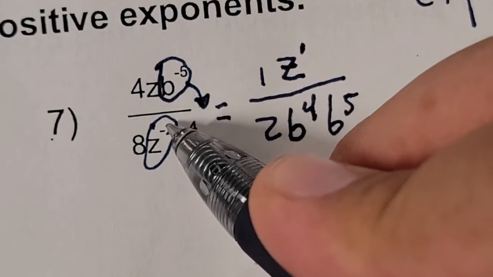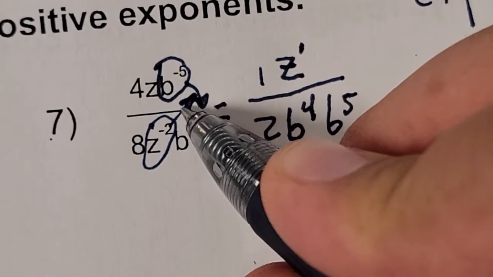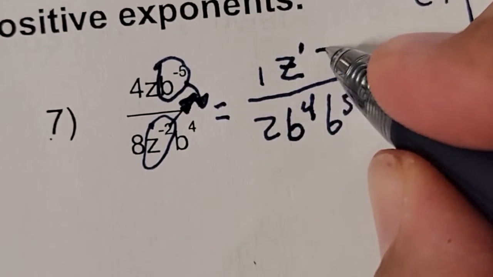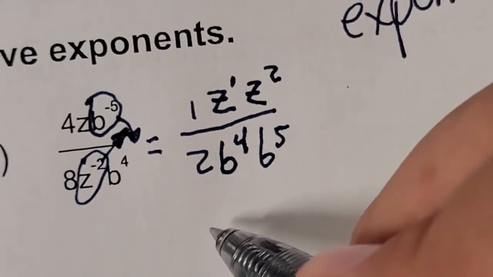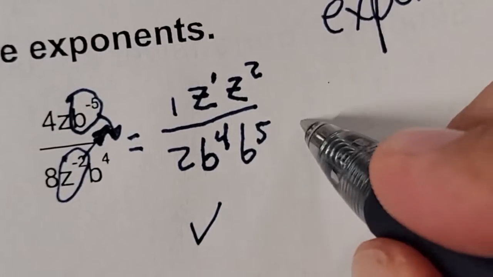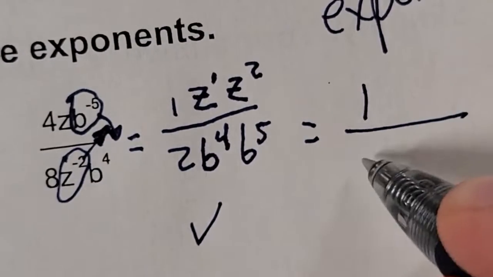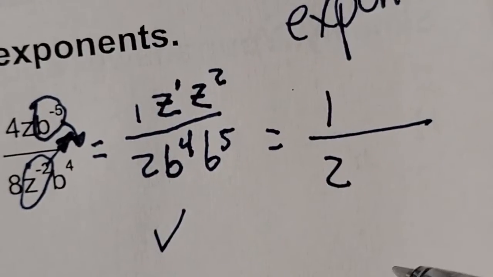This one's going to go to the top part. It's going to go this way. Now I'm going to have z to the 2. So is everything positive? All right, check. Now let's go ahead and start eliminating. Don't forget the 1 and the 2. Those are just the regular numbers, the coefficients.